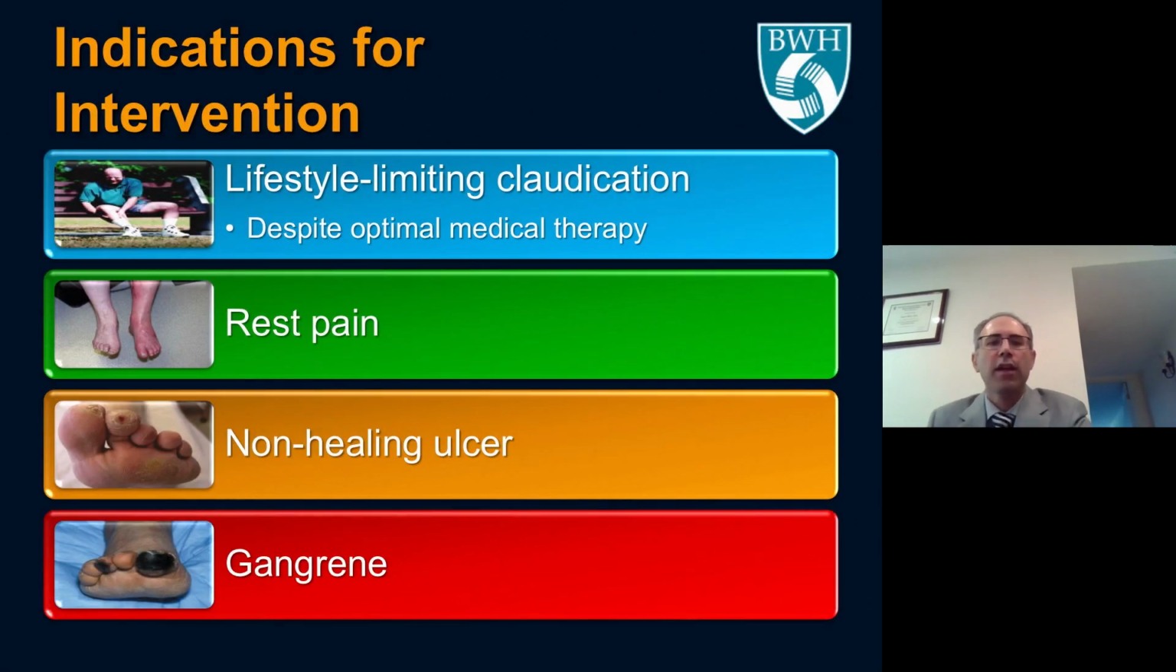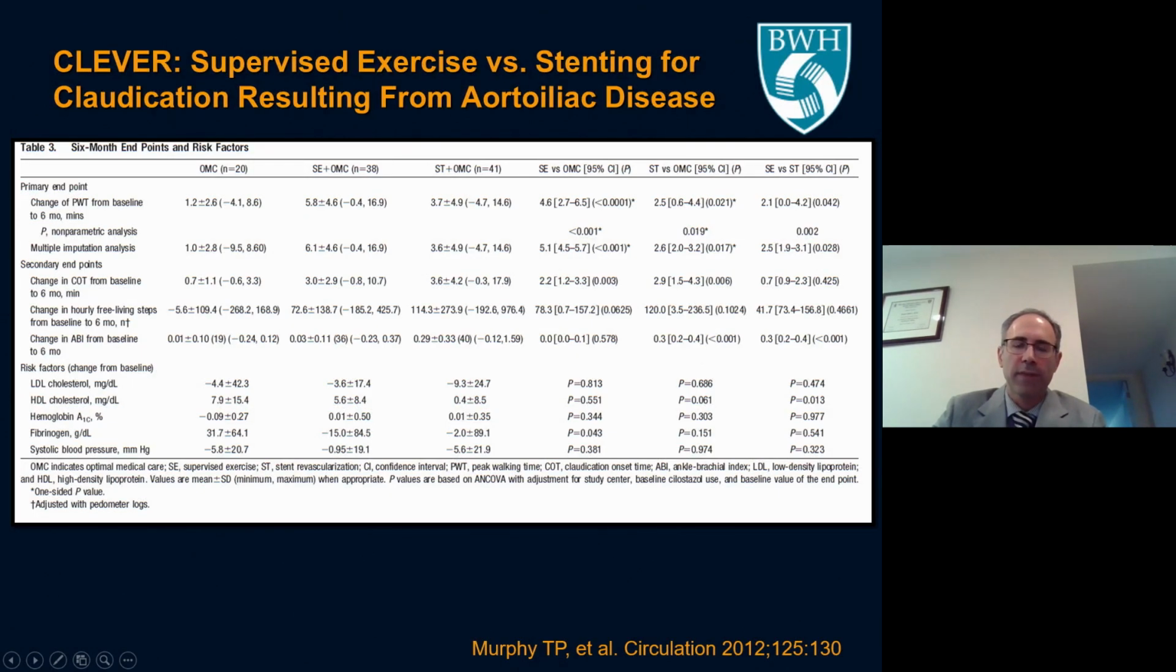And we can see here indications for intervention: lifestyle limiting claudication despite optimal medical therapy, or rest pain, non-healing ulcer, or gangrene. Those are critical limb ischemia, and we do want to revascularize before there's more loss to tissue.